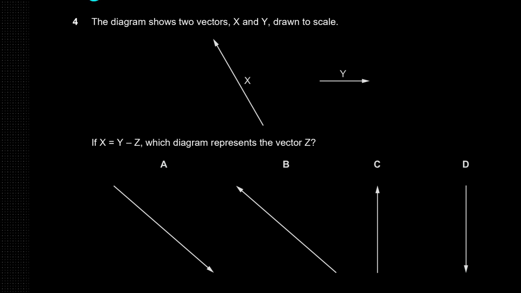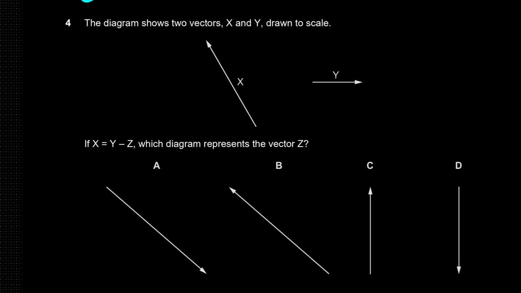Question 4. The diagram shows two vectors X and Y drawn to scale. So there is this X, there is this Y. If X equals Y minus Z, which diagram represents the vector Z? So basically if I rearrange from here, Z is really going to be Y minus X, right? So Y minus X basically means adding Y to the negative of X. So if this is how X is, negative X is going to be the same length of arrow but downwards because this is now negative X, right?